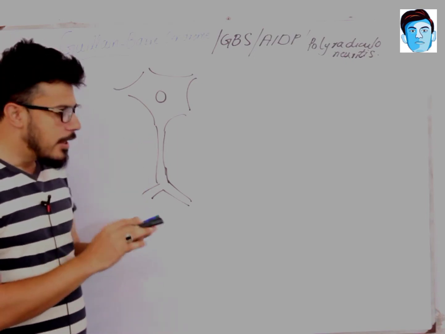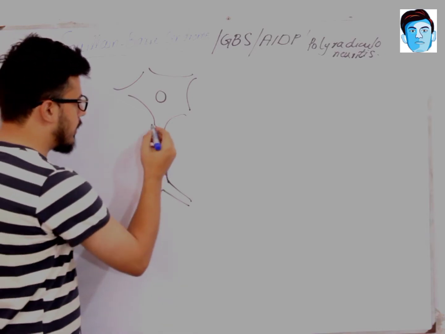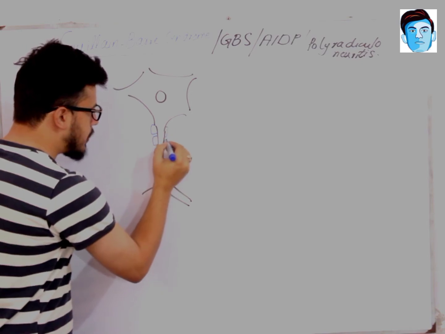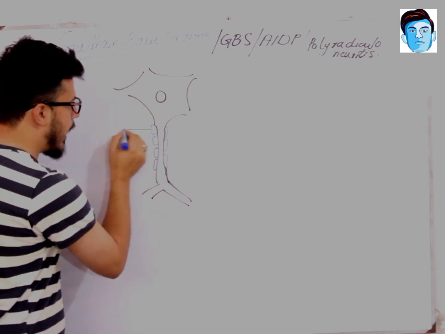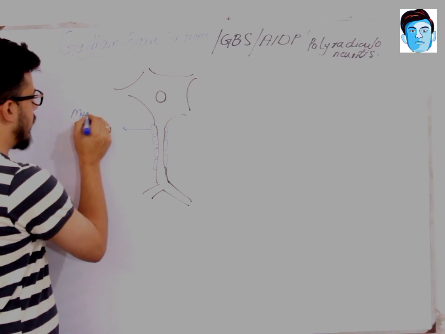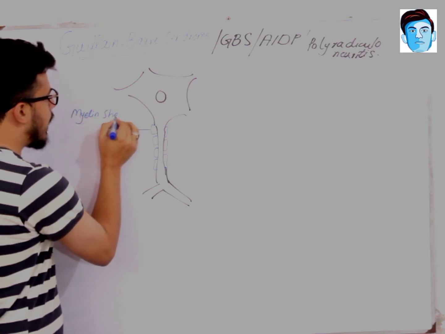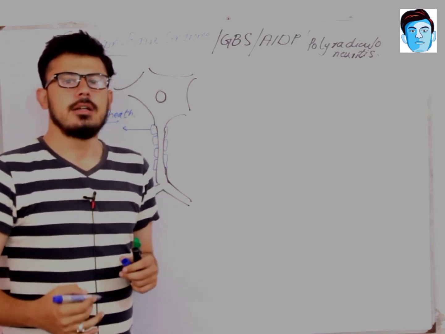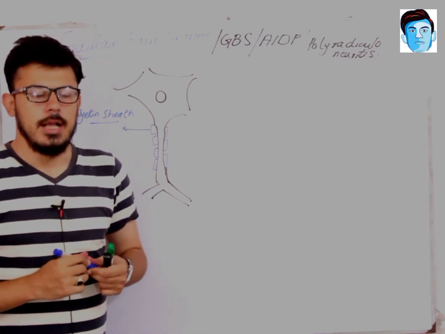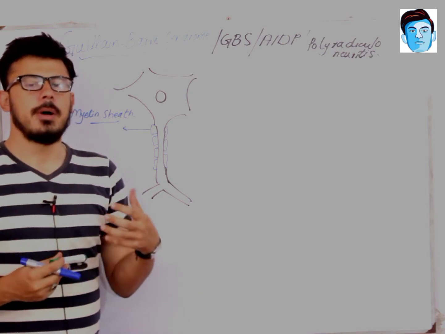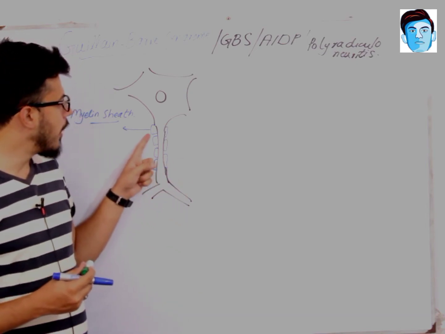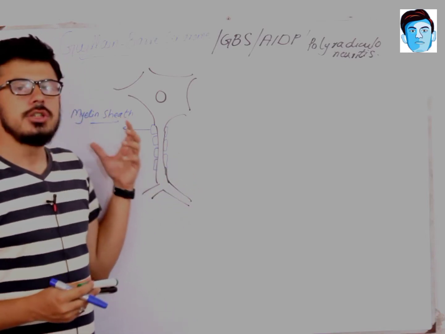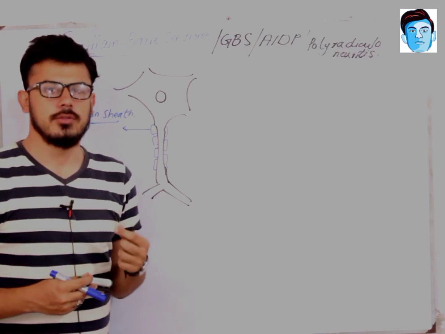Now the axon is covered by a fatty layer, and this sheath is called the myelin sheath. Actually, it insulates the axons, meaning it increases the saltatory conduction of the nerve. Saltatory conduction means that the impulse is transmitted from one node of Ranvier to another node of Ranvier.